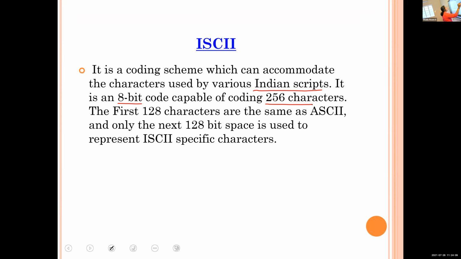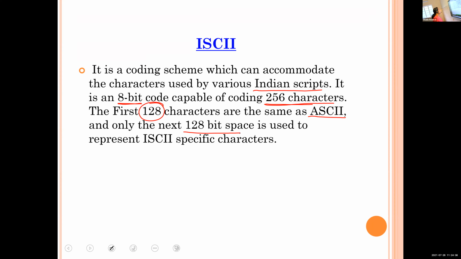But in the case of ISCII, it is used mainly for Indian scripts. It's an 8-bit code and it includes 256 characters. In those 256 characters, 128 characters are the same as ASCII. The remaining 128 bit space is used to represent ISCII specific characters. That is, the remaining 128 are used for representing our common Indian languages.